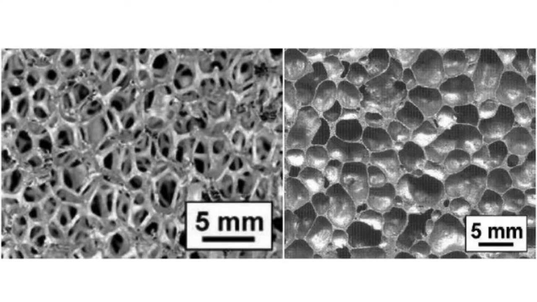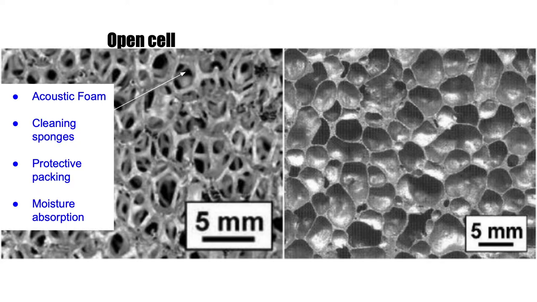So let's talk foam. On the left here we have open cell foam. Notice the open cells, that's good for trapping in air or water. It's good for acoustic foam, cleaning sponges, or protective packaging. And on the right we have closed cell foam.